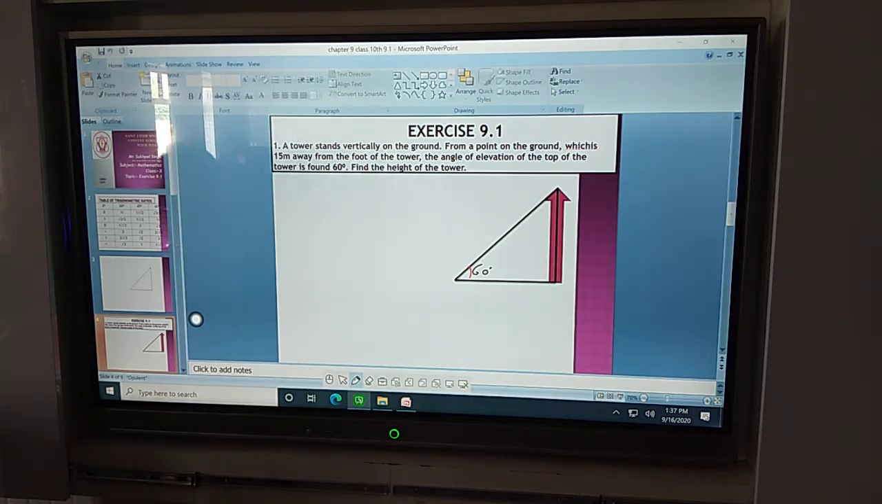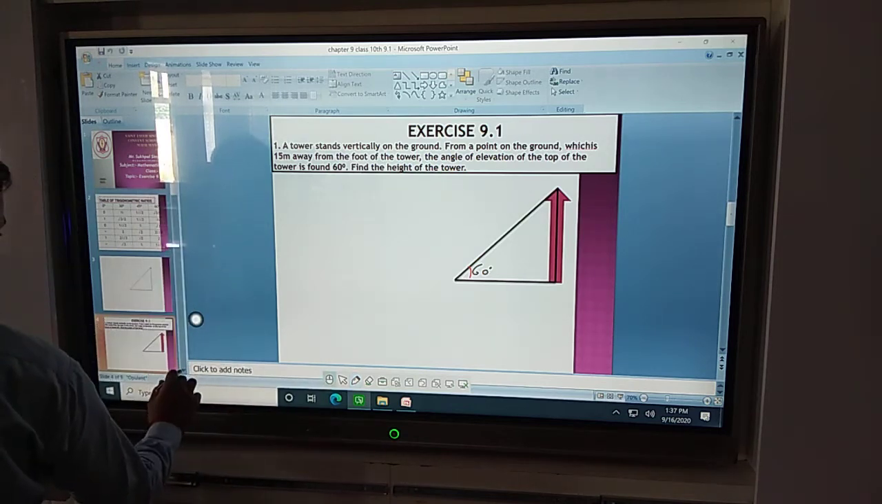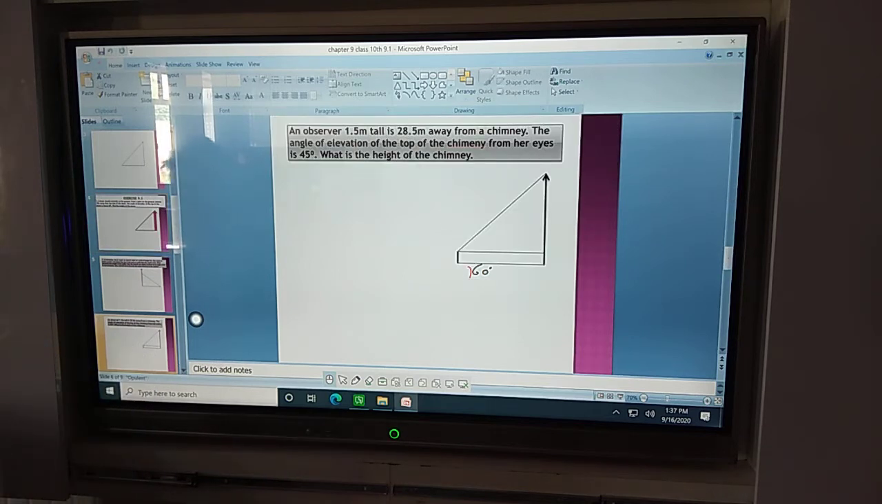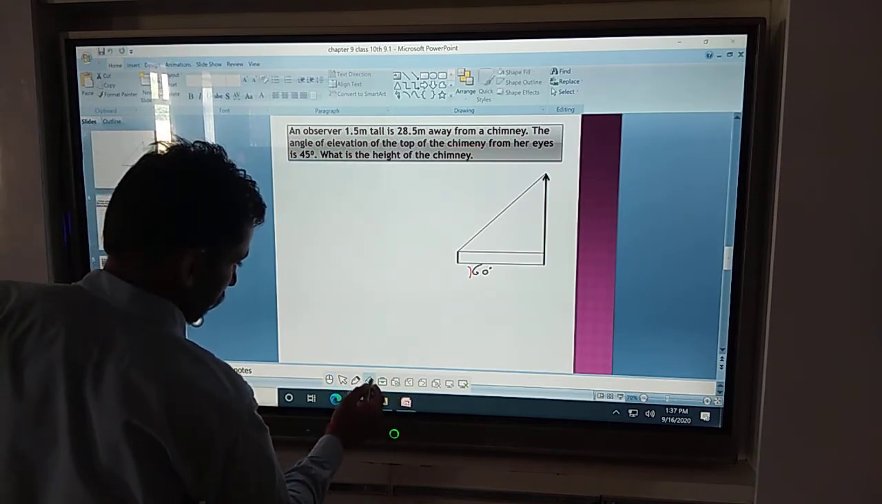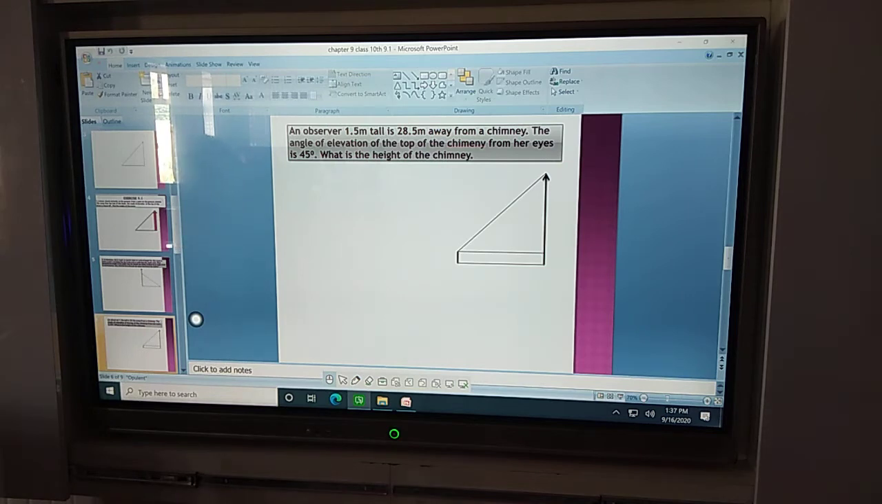Now, example number 3. What is given? We are given an observer 1.5 meter tall, 28.5 meter away from a chimney. The angle of elevation of the top of the chimney from her eyes is 45 degree. What is the height of the chimney?